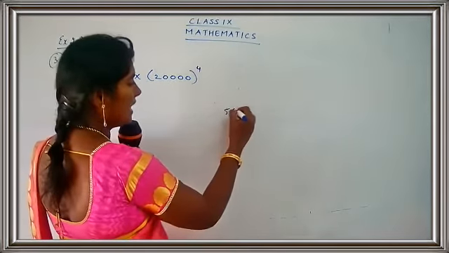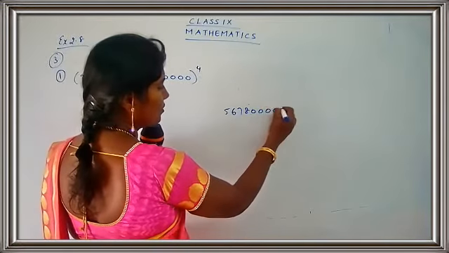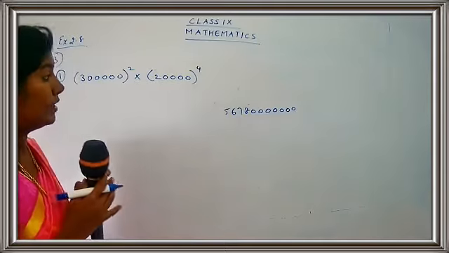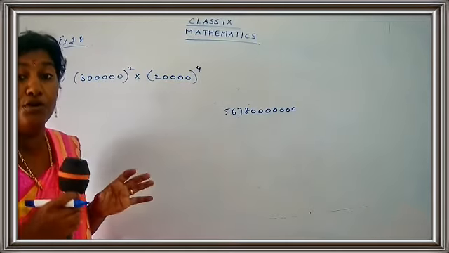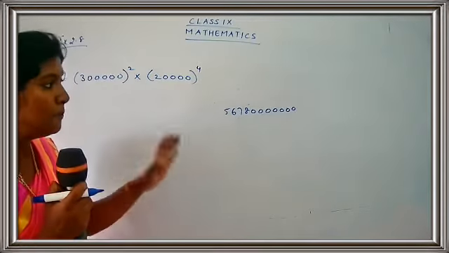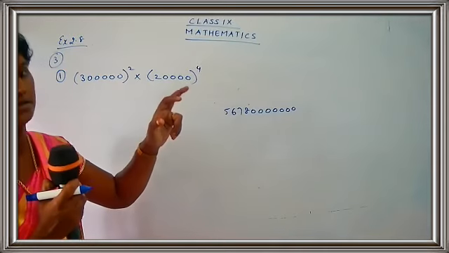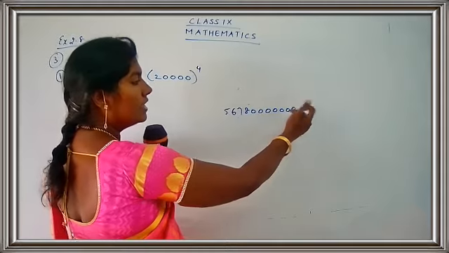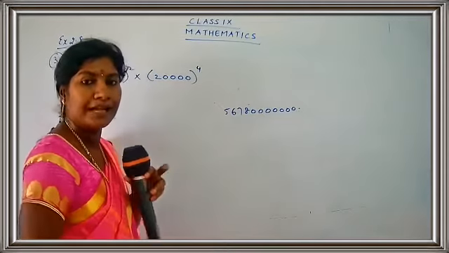I'll take a number 5, 6, 7, 8, 0, 0, 0, 0. Now, here we don't have a decimal point. So I have told you where the decimal point is present. The decimal point is present at the end of the last digit. That is, suppose this is the last digit, then the decimal point is somewhere here at the end.